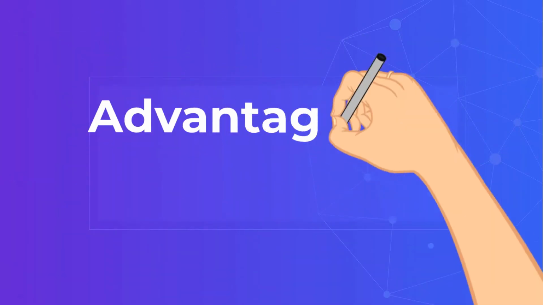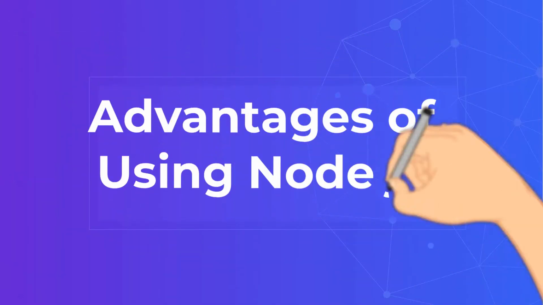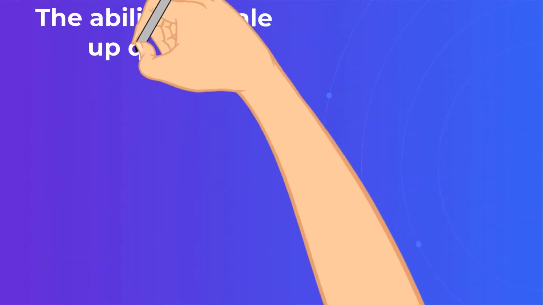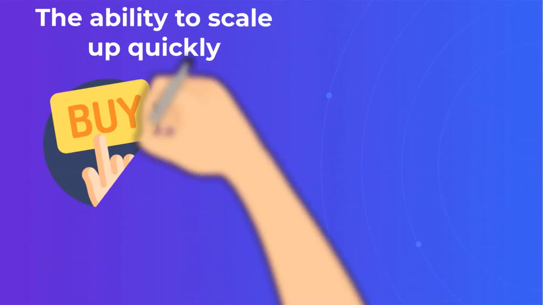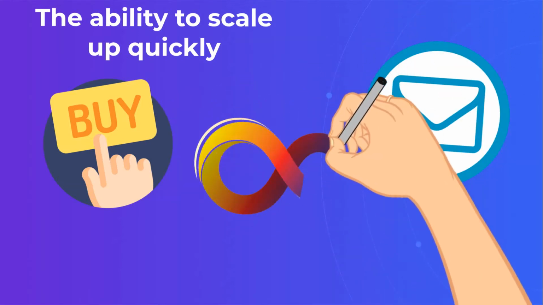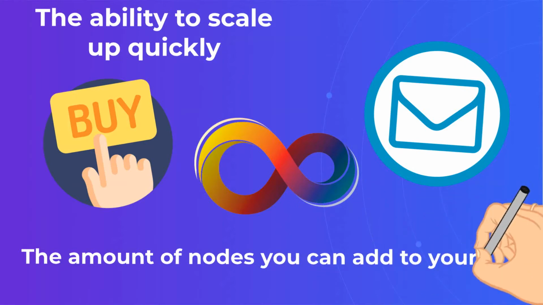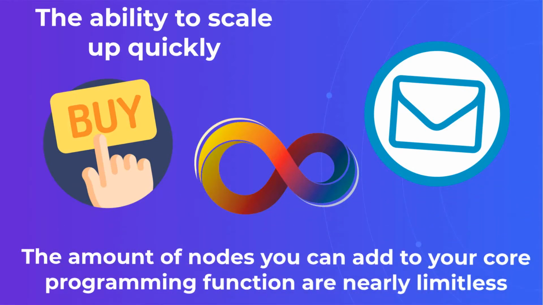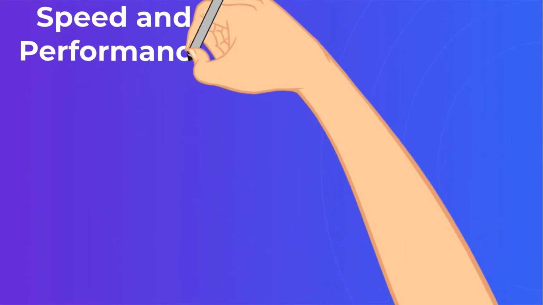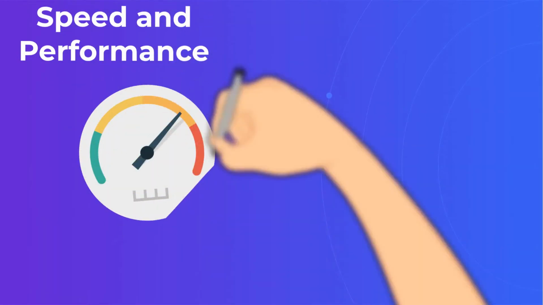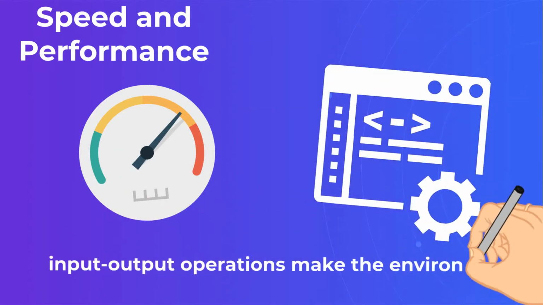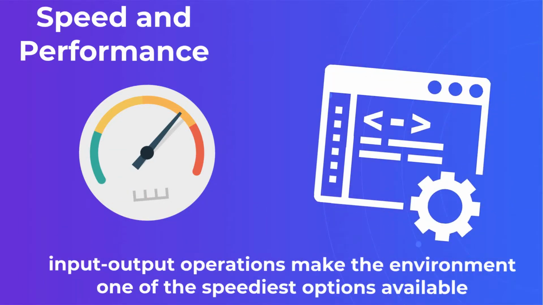Advantages of using Node.js. The ability to scale up quickly. Each of the nodes in Node.js is based around an event, a customer buys an in-app purchase or sends an email to customer service, for instance. The amount of nodes you can add to your core programming function are nearly limitless. Speed and performance. Its non-blocking input-output operations make the environment one of the speediest options available. Code runs quickly, and that enhances the entire runtime environment. This is largely due to its sectioned-off system.